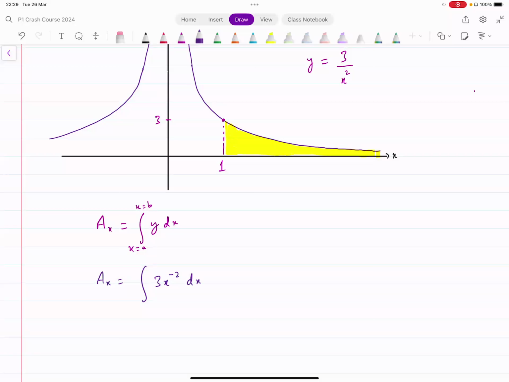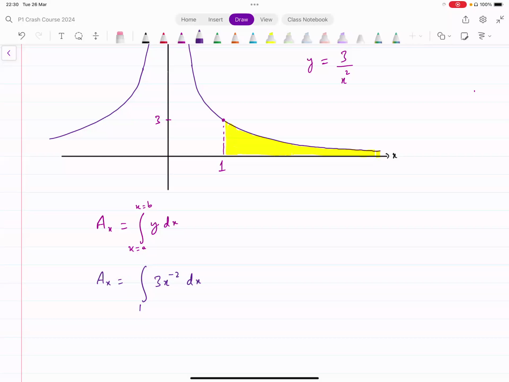So we know that the lower limit is 1. What about the upper limit? Well, there's no upper limit, right? Because on the right side, there is no end point. The graph is just going on the right side like this, and we want to find all of this area.